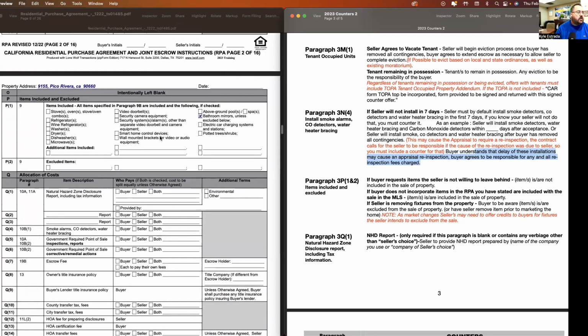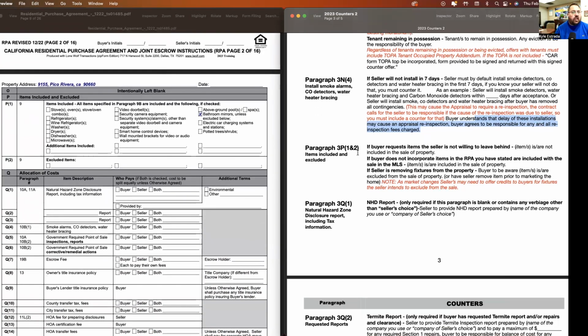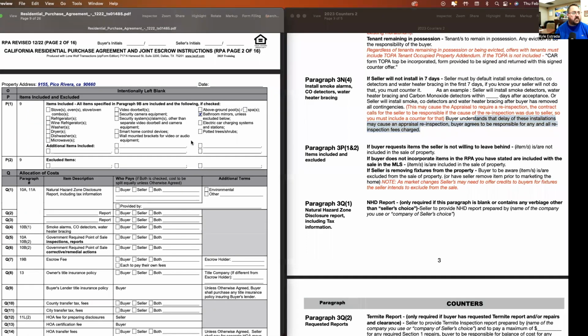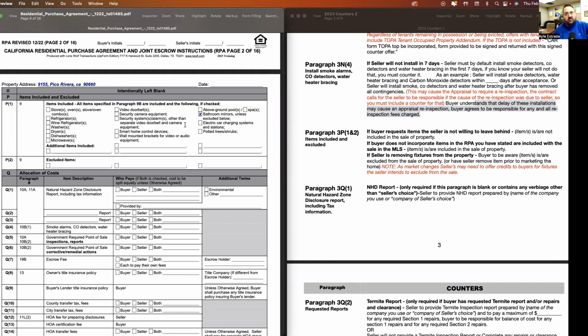So that's with the water heater bracing and the installation of the smoke detectors. Okay. Items included and excluded, right? So this is a big section where they have all these things that are to be included. If there is something that they have requested to be included that was not going to be included, that you didn't have any intention of including, they're just asking for it. Or they send you an offer where you put into the MLS, let's say, in the private remarks, that the washer and dryer, the stove, the refrigerator, those things are included, and they didn't include those.